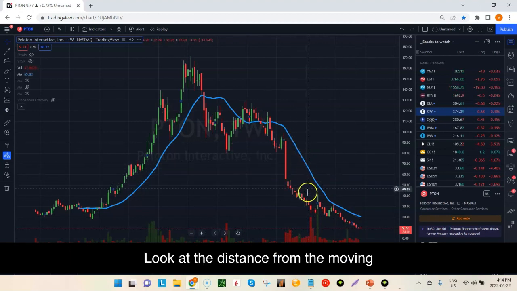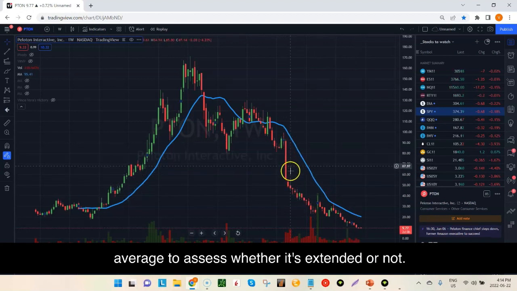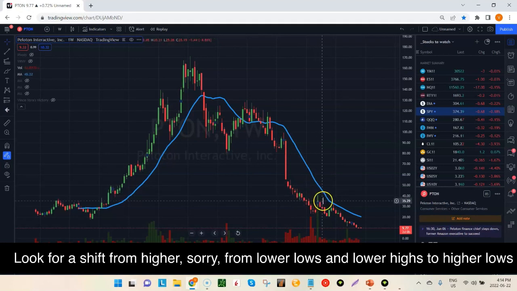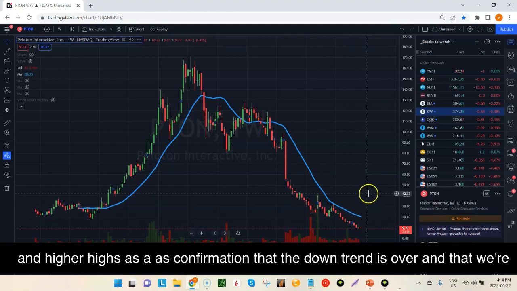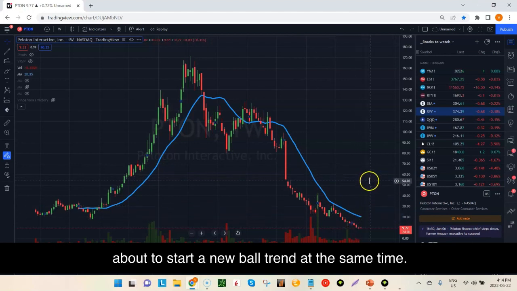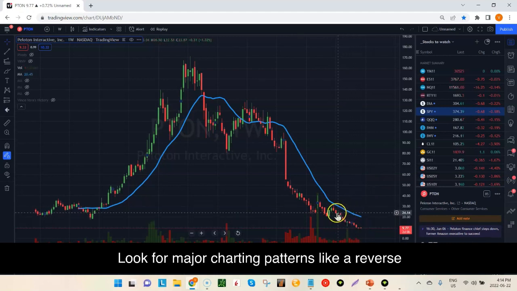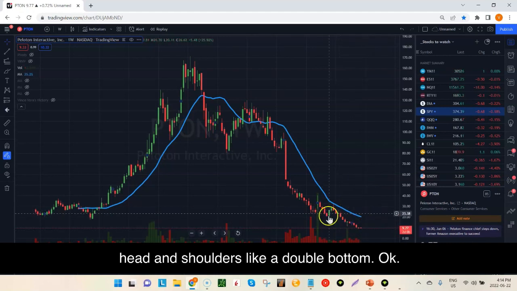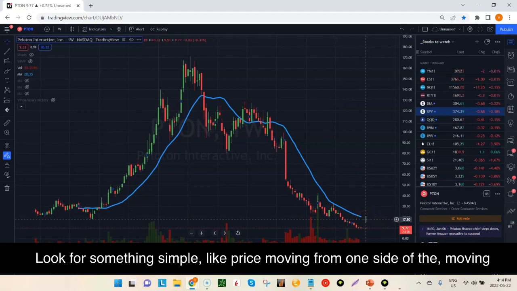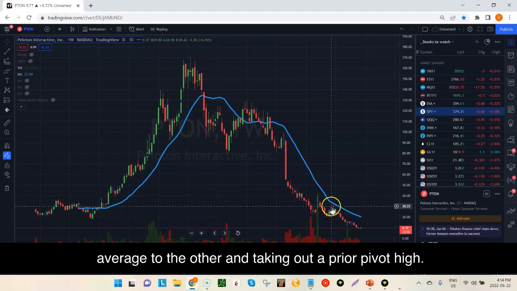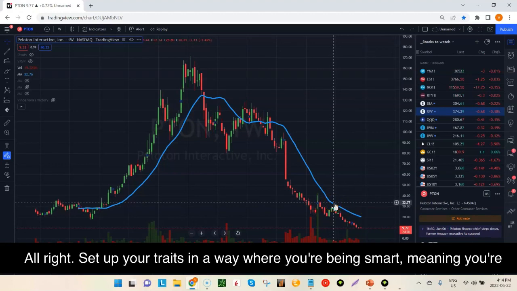Look at the distance from the moving average to assess whether it's extended or not. Look for a shift from lower lows and lower highs to higher lows and higher highs as confirmation that the downtrend is over and that we're about to start a new bull trend. At the same time, look for major charting patterns like a reverse head and shoulders, like a double bottom, okay? Look for something simple like price moving from one side of the moving average to the other and taking out a prior pivot high, all right?